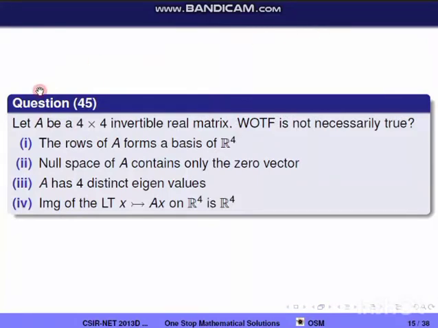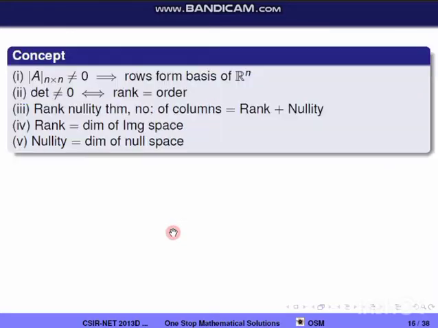Next question, question 45. Let A be a 4x4 invertible real matrix. Which of the following is not necessarily true? So we are given a matrix here which is invertible. We have to find which of the options is an incorrect statement. So we look into the concept used.